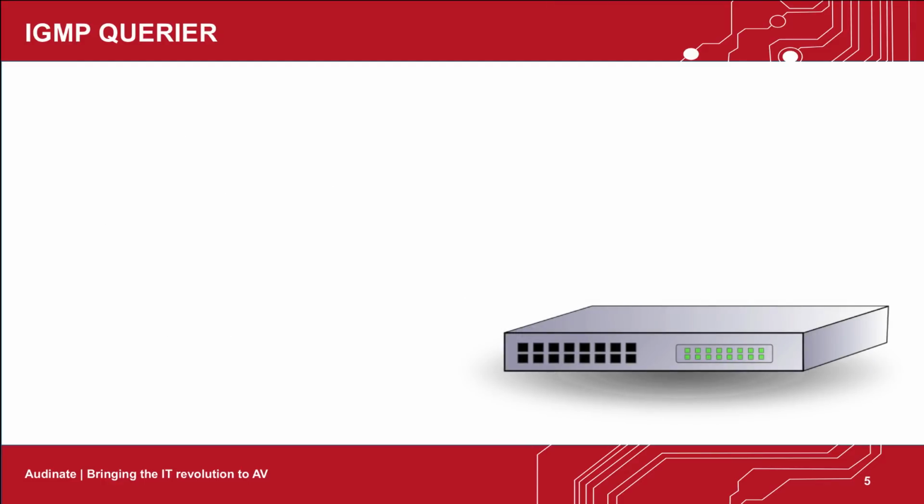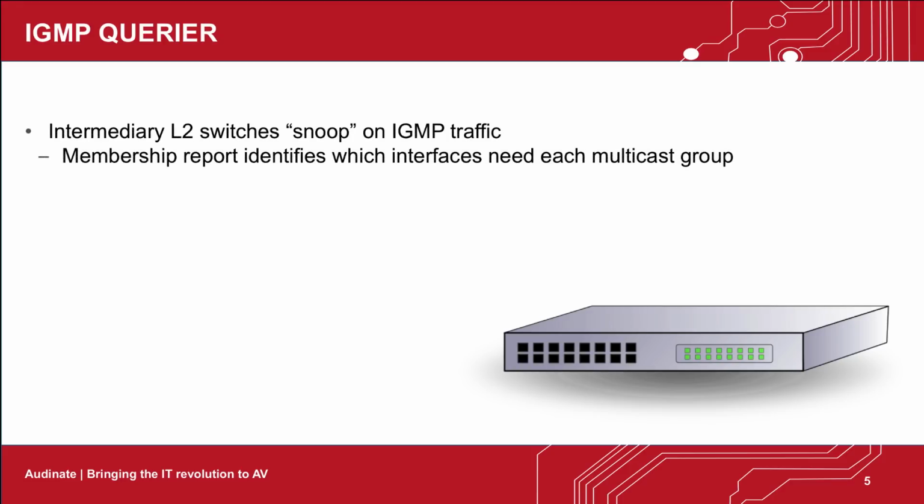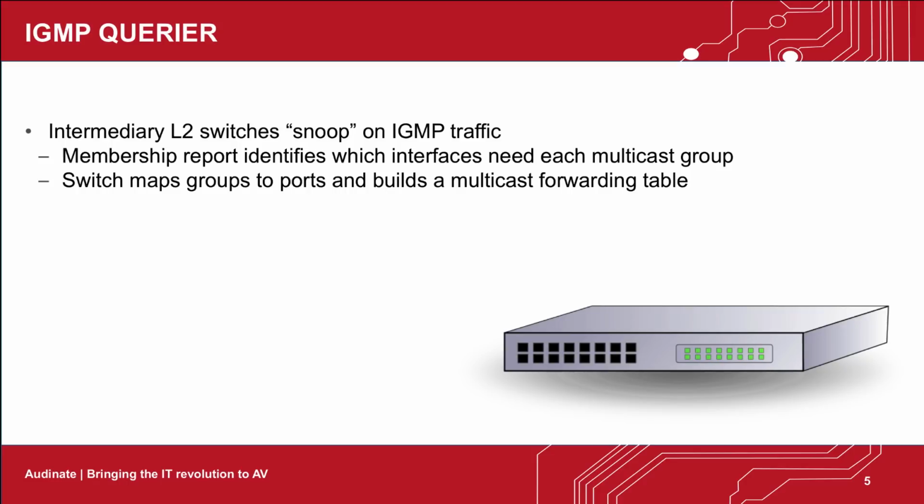Layer 2 switches, that is Ethernet switches, look at this layer 3 traffic that is going through the network and they listen to it, meaning they snoop on it. They take that information that's already there and then they map it to the MAC addresses that they've got on the switch. So this means that they can build a forwarding table for the multicast media that's flowing through them, and then decide which port needs to receive that packet.